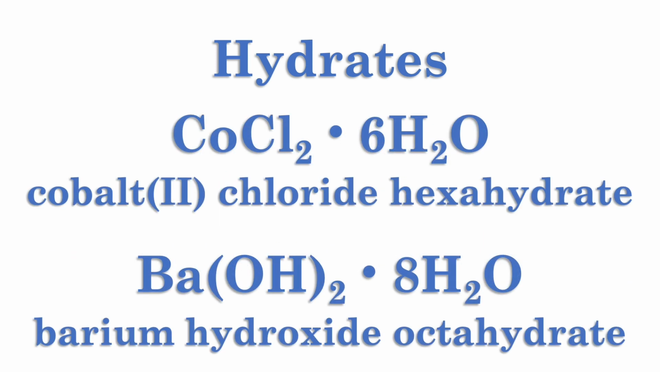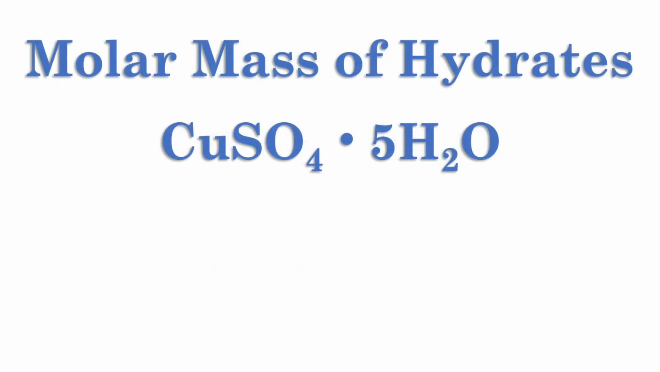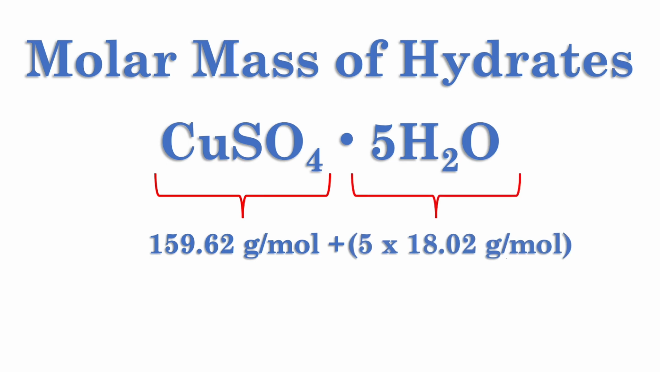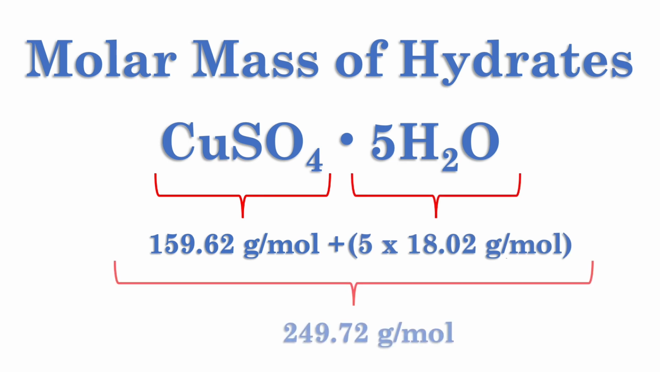Our other examples are cobalt 2 chloride hexahydrate and barium hydroxide octahydrate. For any mass analysis, you must include the mass of water. For example, the molar mass of copper 2 sulfate pentahydrate is the molar mass of copper 2 sulfate plus the mass of 5 times the molar mass of water.